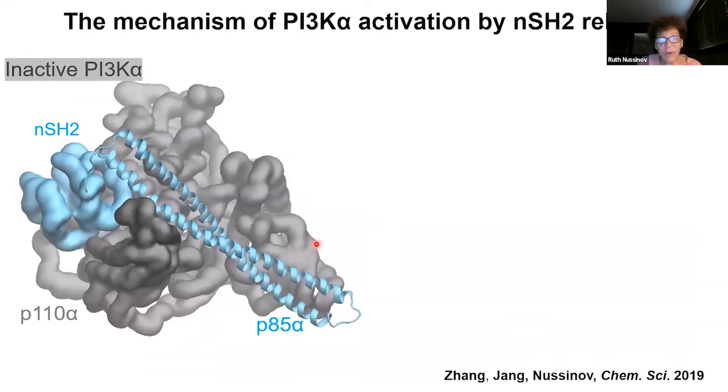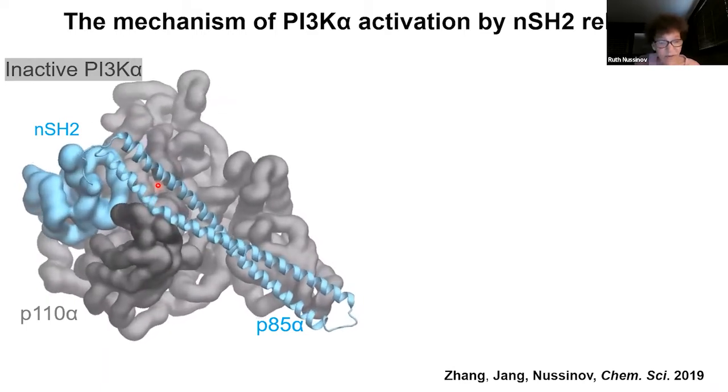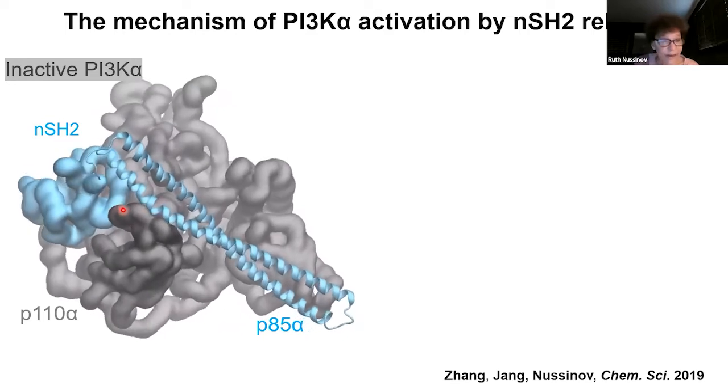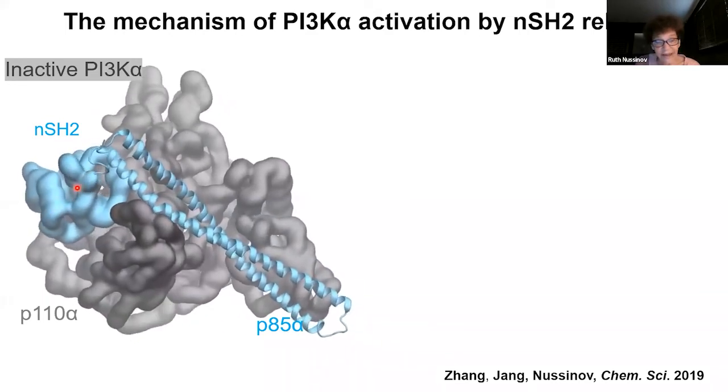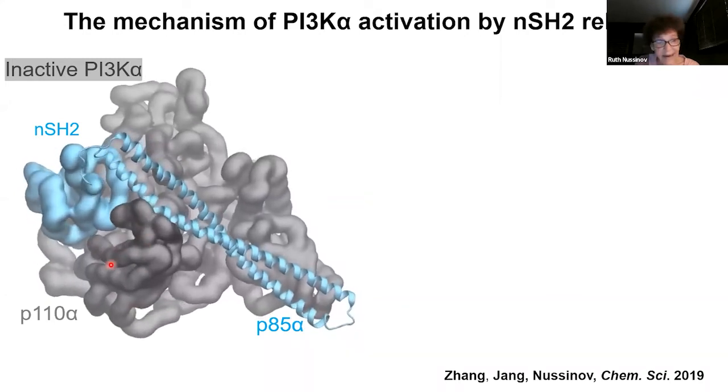So we took up the mechanism of the PI3K activation by the NSH2 release. We started by simulating the inactive PI3K. We see that it just fluctuates, no major movement of the NSH2 with respect to the helical domain.